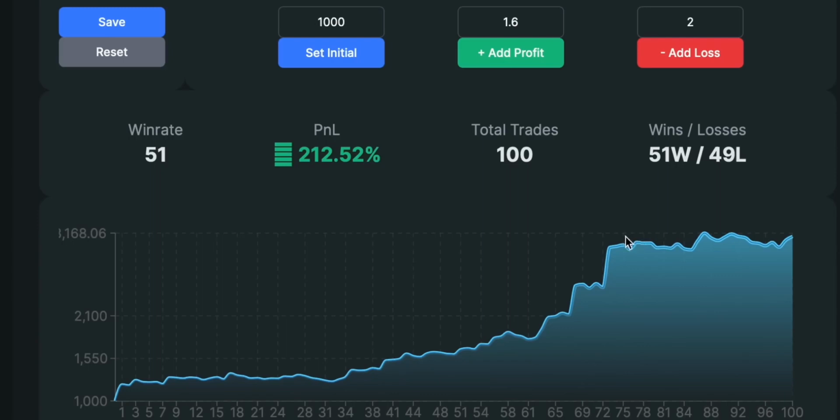And starting from trade 72, we had this sideways move as well. This is where the market was consolidating and it wasn't trending, so we need to consider that as well.